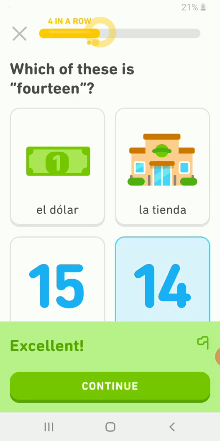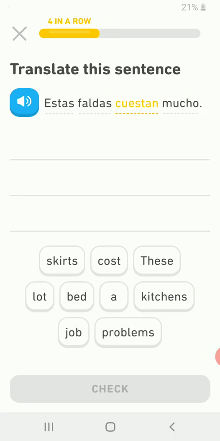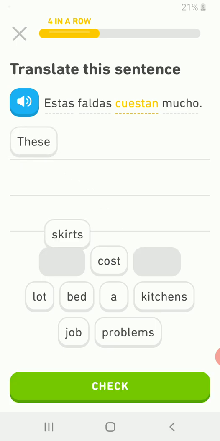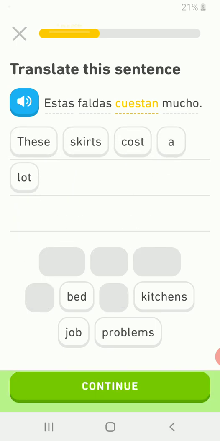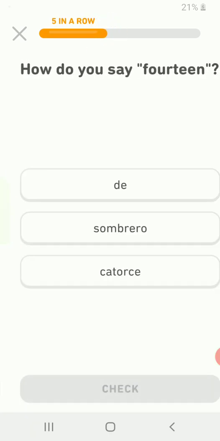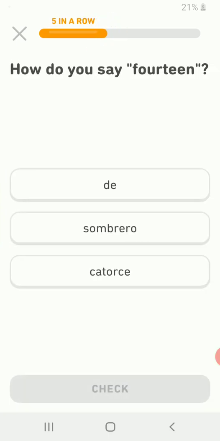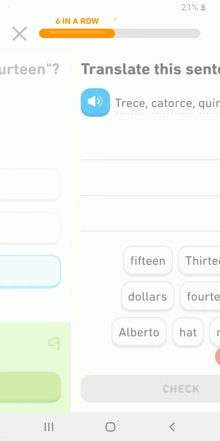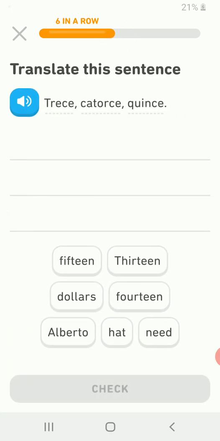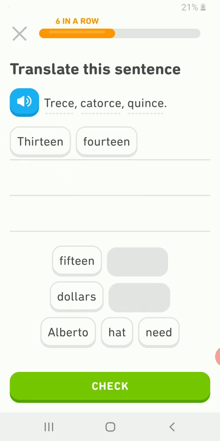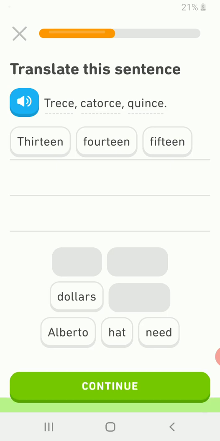And which of these is 14? Catorce. So you have Estas faldas cuestan mucho. They cost a lot. So these skirts cost a lot. And how do you say 14? Catorce. 13, 14, 15. 13 is 13, 14 is 14, and 15 is 15.